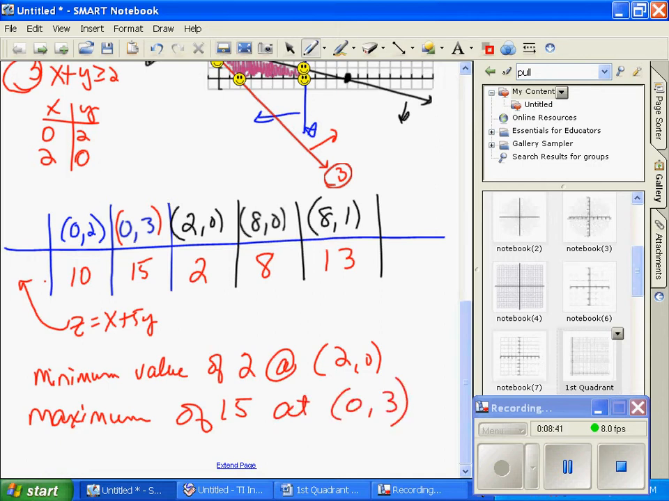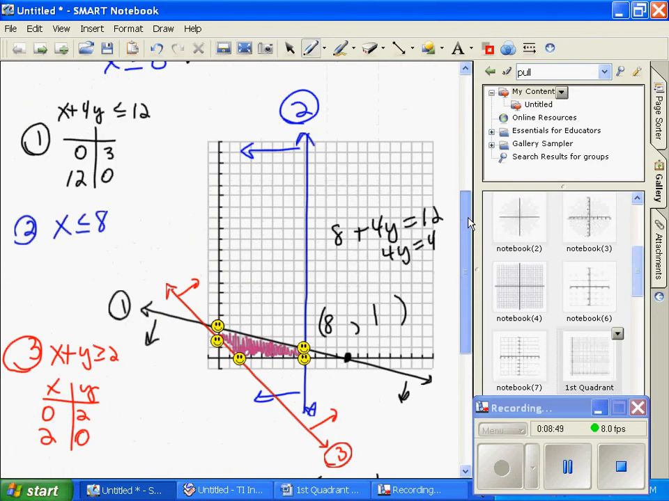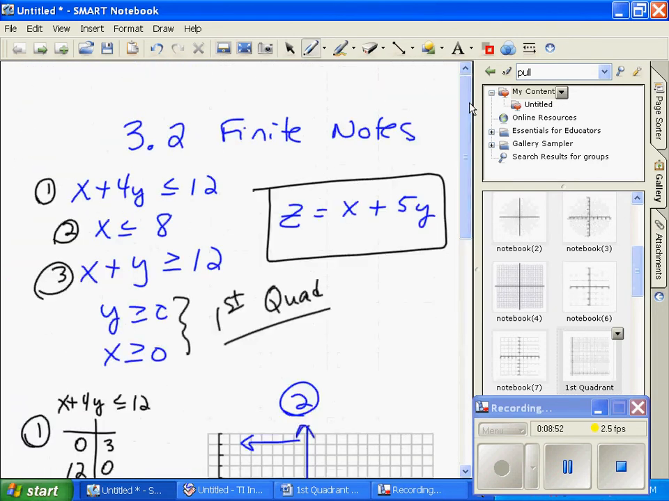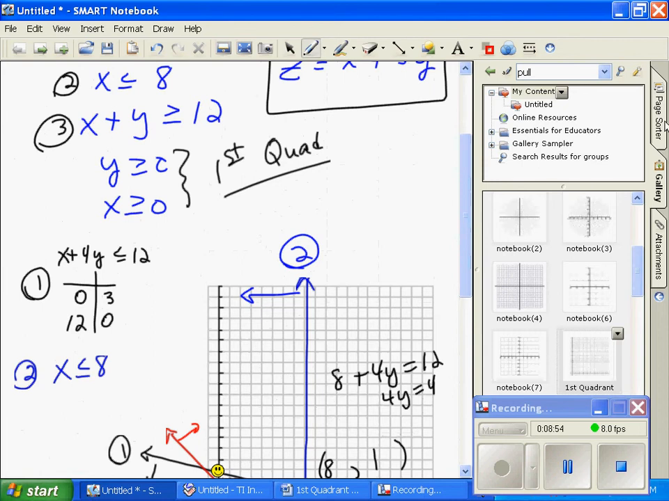Okay, when we get into story problems, we'll have to be a little bit more specific, but today we can just kind of talk about the ordered pair. There was example number 1. Wasn't that fun? Okay, let's go to example 2.